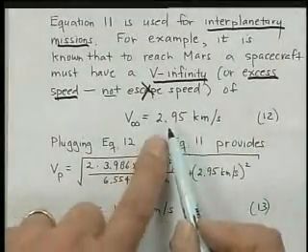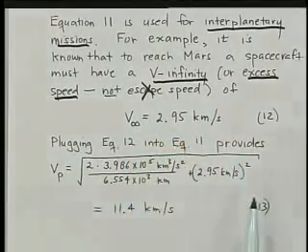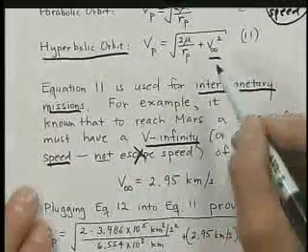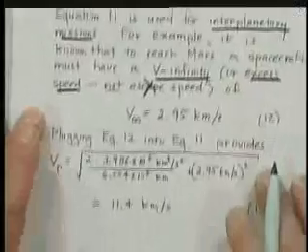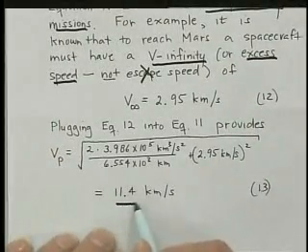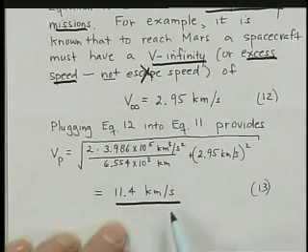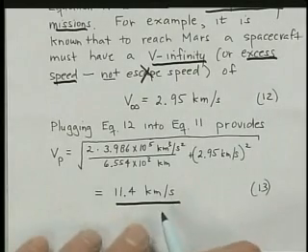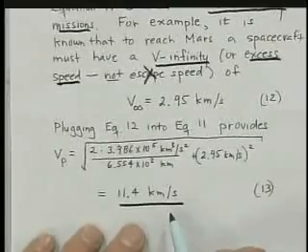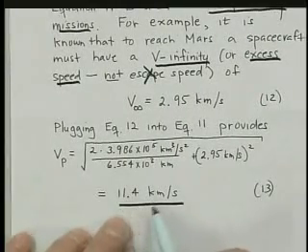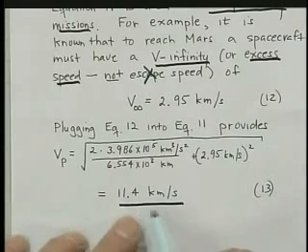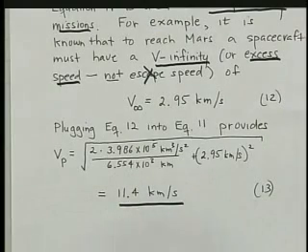So if we plug in 2.95 kilometers per second into equation 11, along with the numbers we had before, and you crank out a value, you get 11.4 kilometers per second. That is to escape the Earth's gravity and go off to Mars. This is a huge number compared to the numbers we've seen. We looked at numbers as high as 9 kilometers per second. Now we're at 11.4.